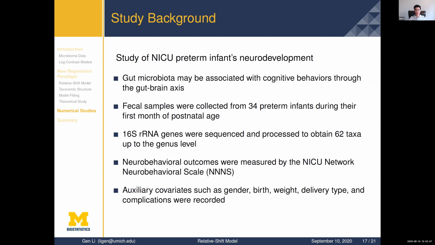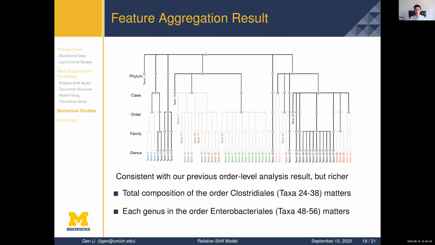Our response is the neurobehavioral outcomes, which are measured by the NICU Network Neurobehavioral Scales score, the NNS score. Our goal here is to associate this NNS score with the microbiome data after adjusting for additional covariates such as gender, birth weight, delivery type, and complications. So we apply our method to this data set. Although it's a small data set with only 34 samples, we still get very interesting results out of it.